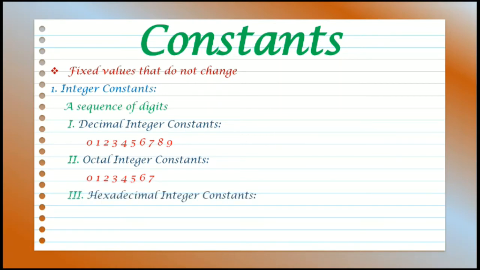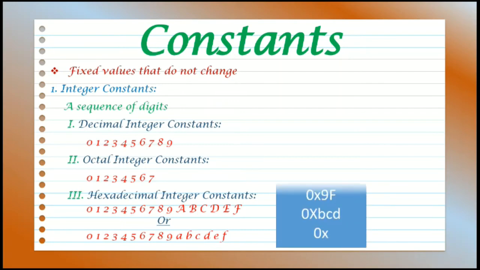So the third one is hexadecimal integer constant. A sequence of digits which starts with 0x or 0X, that is x in small or capital, is considered as hexadecimal integer. They may also include alphabets from A to F or small a to f. The letters A through F represent the numbers 10 through 15.